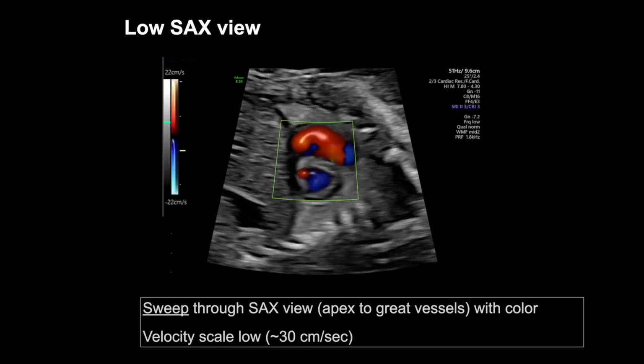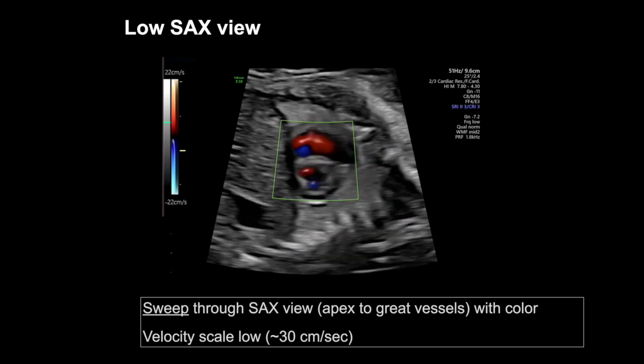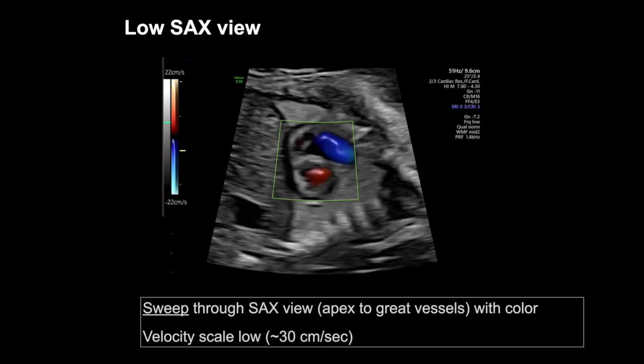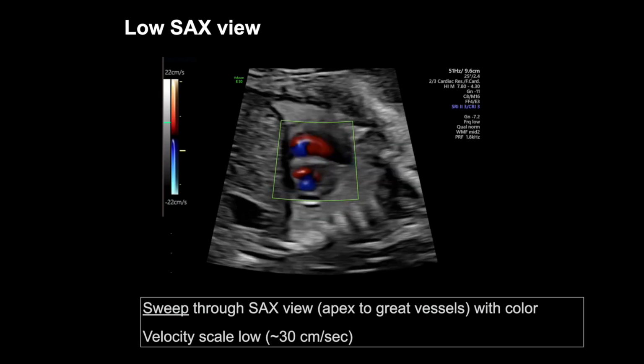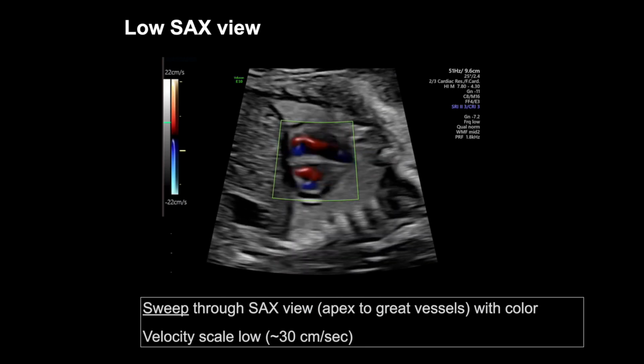You want to be sweeping through the short axis view. This is another really good way to look at the septum. So you want to go through the short axis view all the way. I go all the way through the apex till I'm out of the heart, and then sweep all the way up to the outflow tracts to make sure I've interrogated the entire septum, again keeping my velocity scale low.